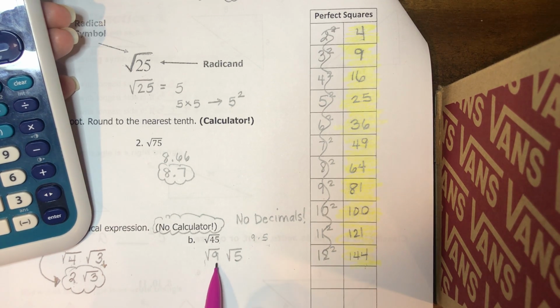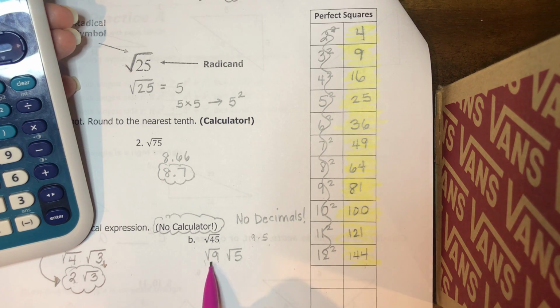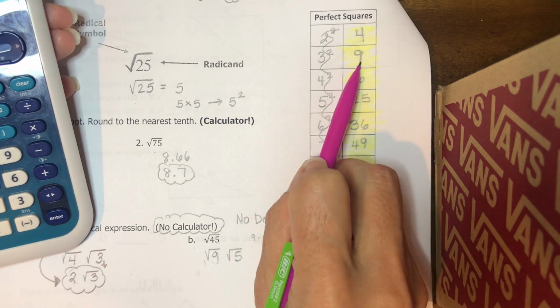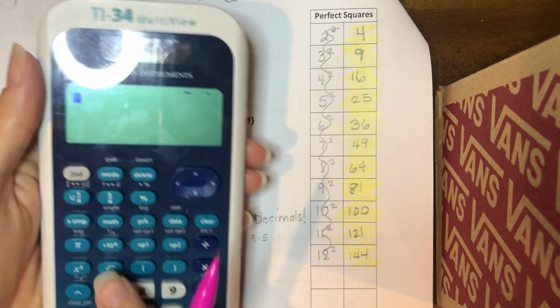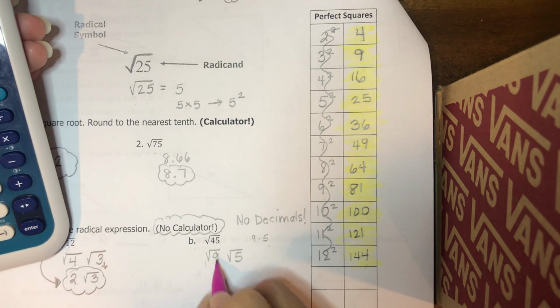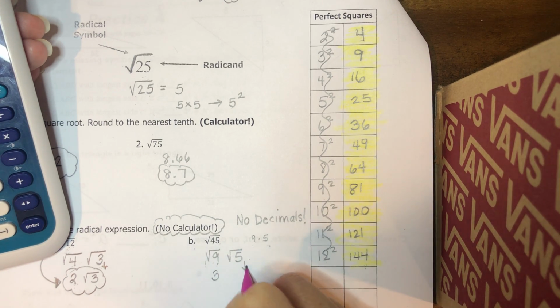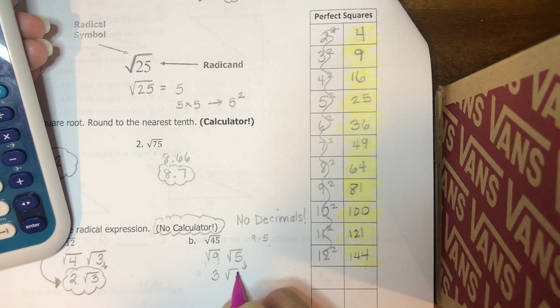I always write this number first, the one that's on my list. The square root of 9 is really 3. So the square root of 9 becomes a regular 3. I bring down that root 5. Square root of 5 does not simplify, and you have your answer.